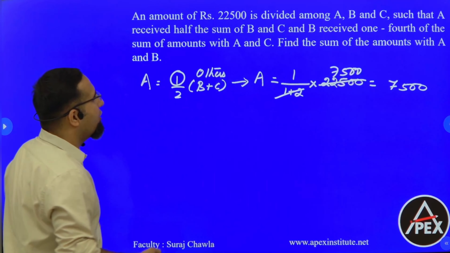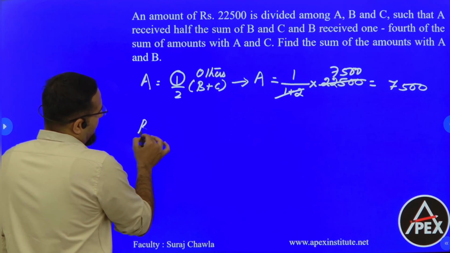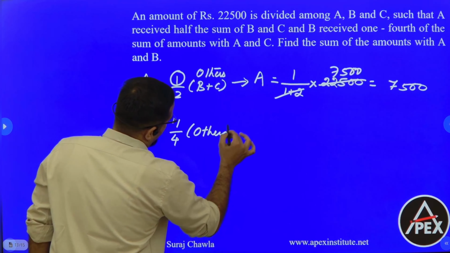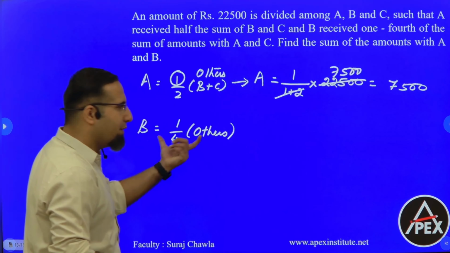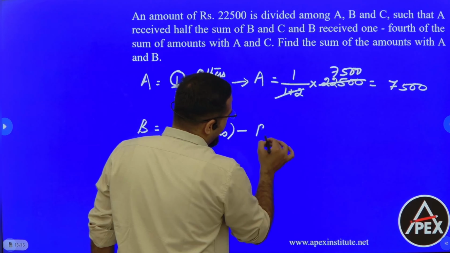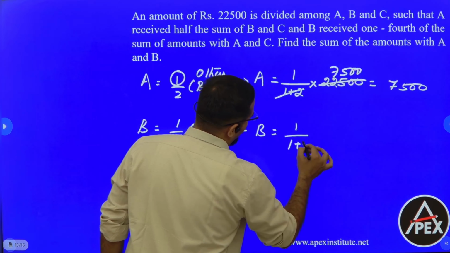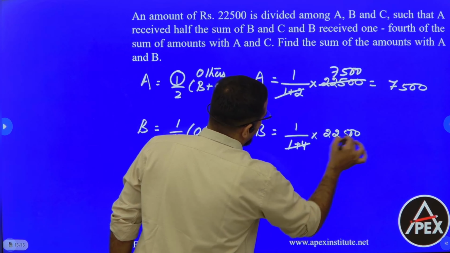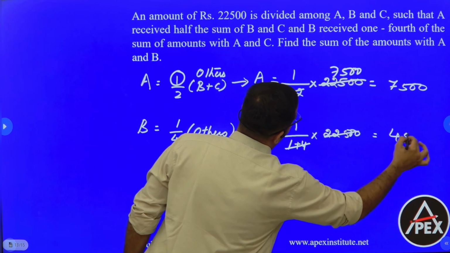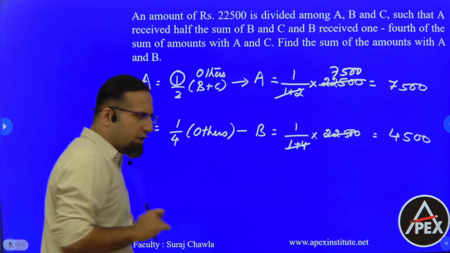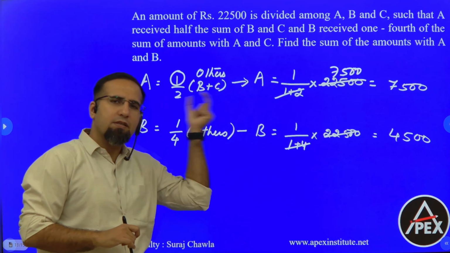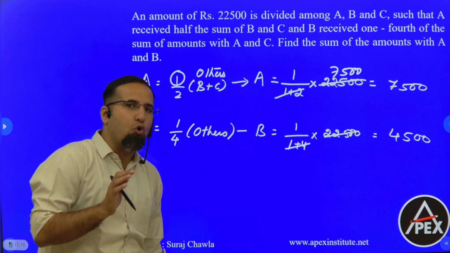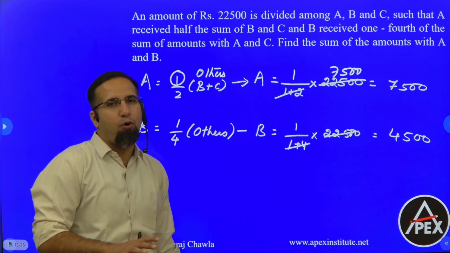Now let's calculate the value of B. I am told that B is equal to 1/4 of others. Let's apply the same logic here. Whenever others is given, we can apply B is equal to 1 divided by 1 plus 4 of 22,500. So this is 5 into 4500. So remember this, keep the numerator as it is, add the numerator to the denominator, and instead of others we can write total. Remember this model, it's a very important model.